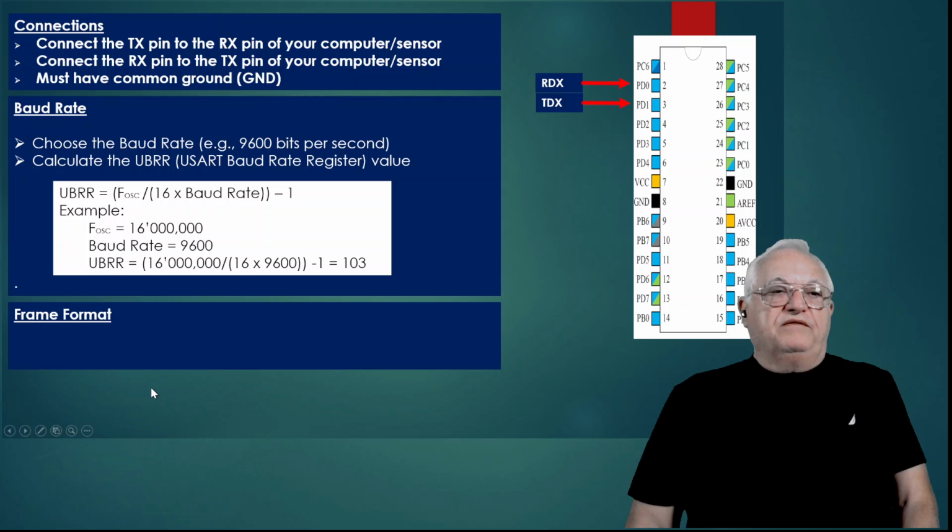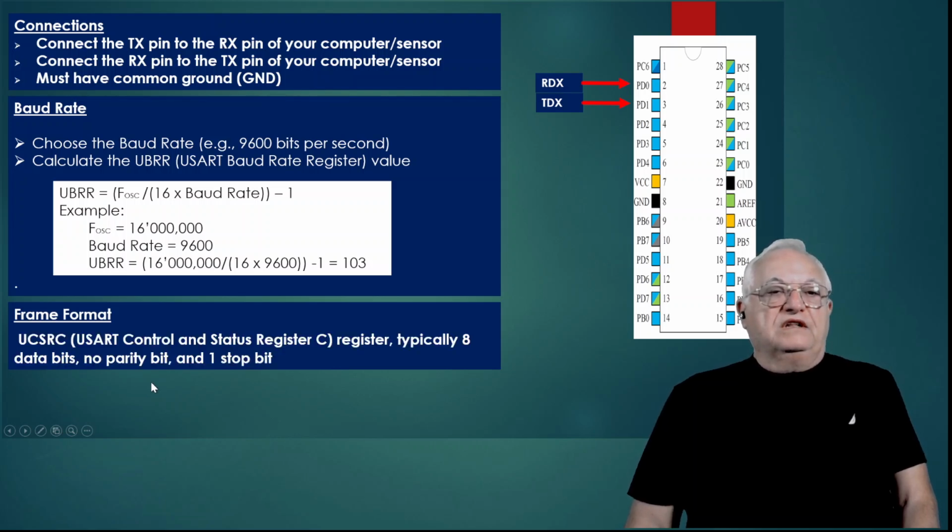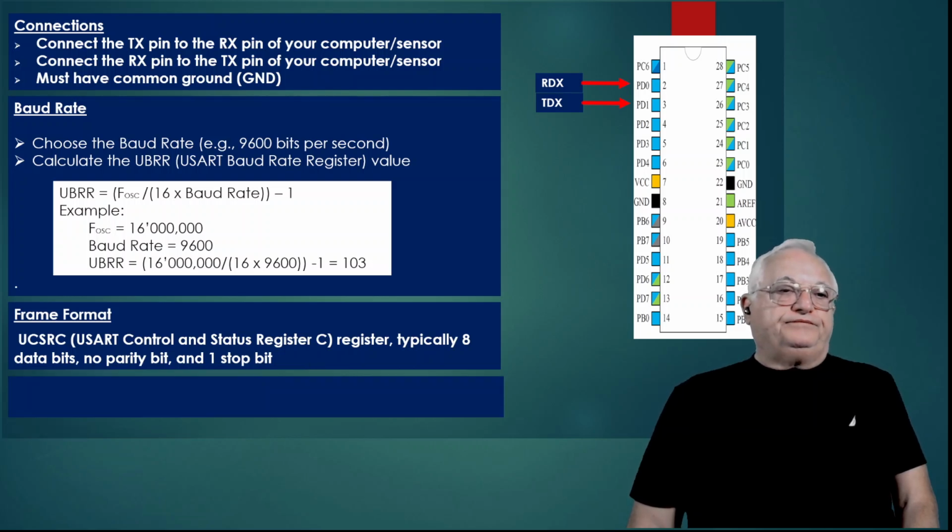Let's look at the frame format. That's the word that you're going to send out. Now, you define it using the USART control and status register C. Typically we have 8 bits, no parity, and 1 stop bit. That would be our frame.